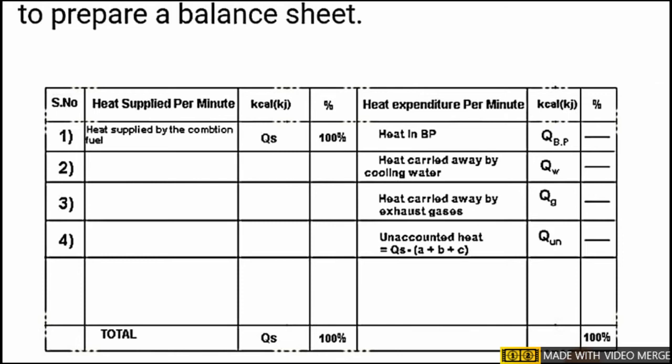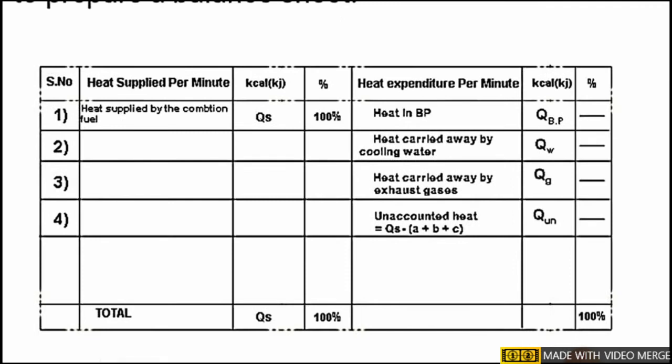Okay, so heat supplied by the combustion of fuel, that is QS, whatever fuel is burnt and it is giving some heat, that is called the heat supplied QS, that has to be assumed as 100%. Now heat equivalent to BP, that is, once you calculate the BP, that is equivalent to QBP. Then heat carried away by cooling water.